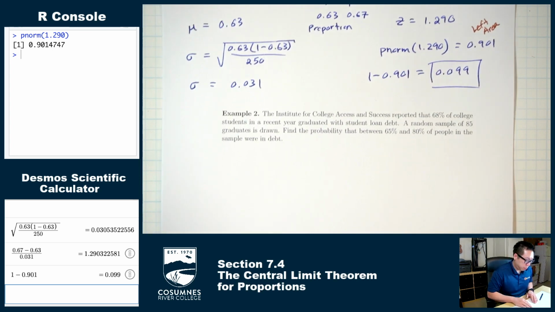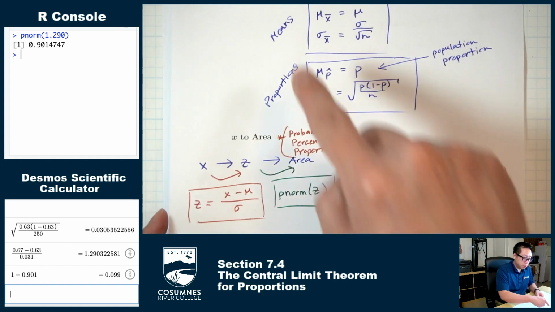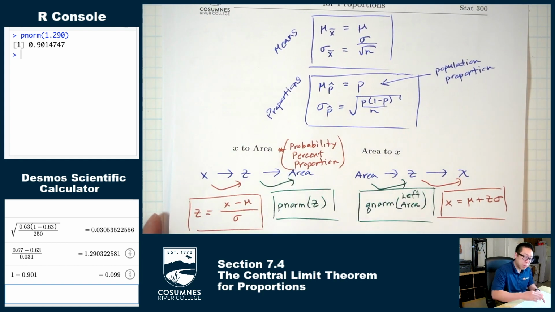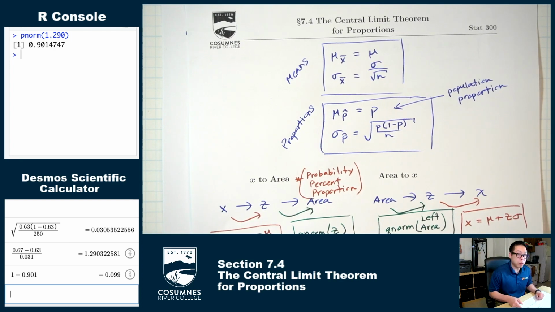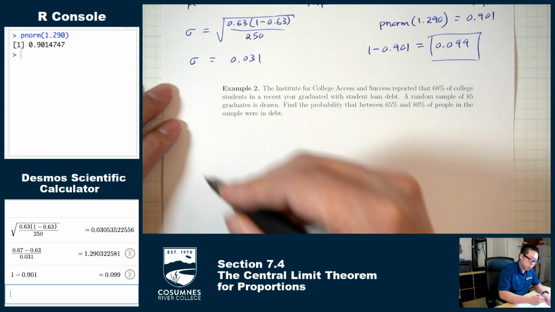Example 2. The Institute for College Access and Success reported that 68% of college students in a recent year graduated with student loan debt. A random sample of 85 graduates is drawn. Find the probability that between 65% and 80% of people in the sample were in debt. Okay, first thing, we need to decide whether we're talking about means or proportions. Think back to when you read that question. Did you see the word mean anywhere in the question? No. Okay, so this would have to be a proportion question again.